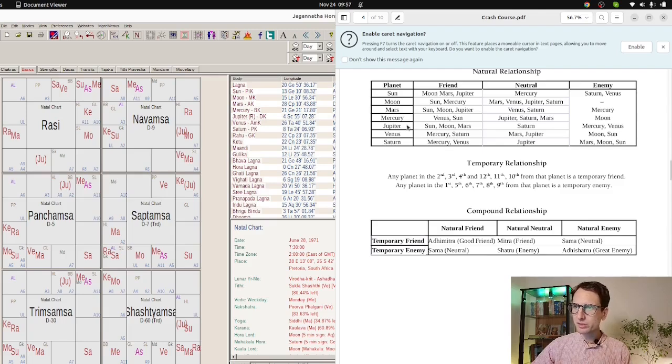Then the Sun considers Mercury to be neutral, right? The Sun considers Mercury a natural neutral, and it is a temporary enemy. It's in the 1st house here, right? So we have a natural neutral and a temporary enemy will become an enemy. So the Sun considers Mercury an enemy in this chart.